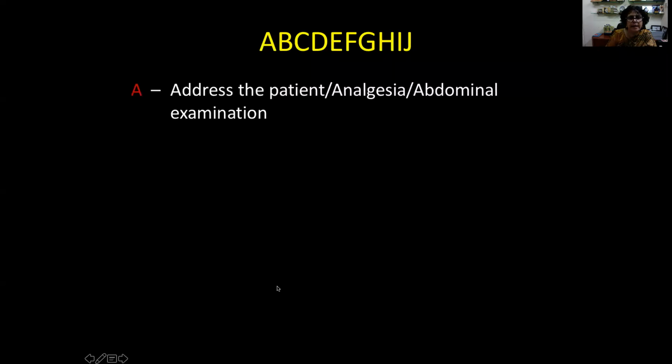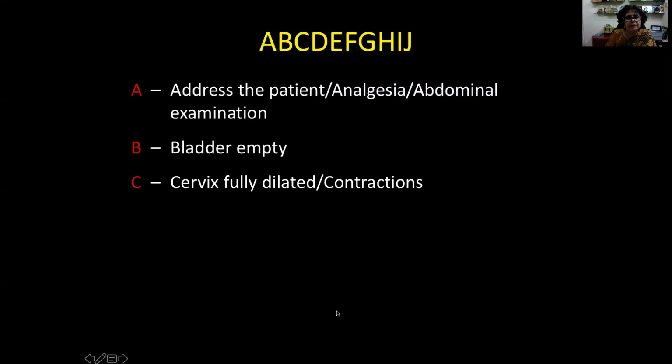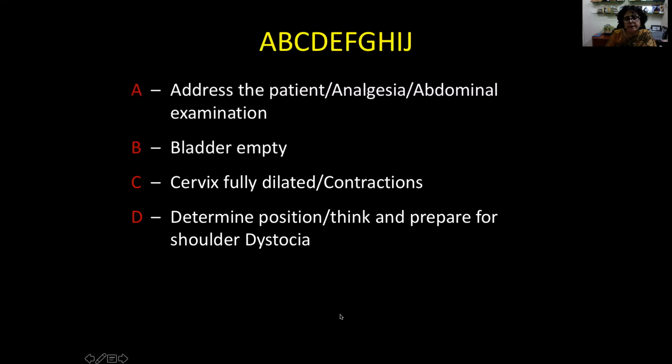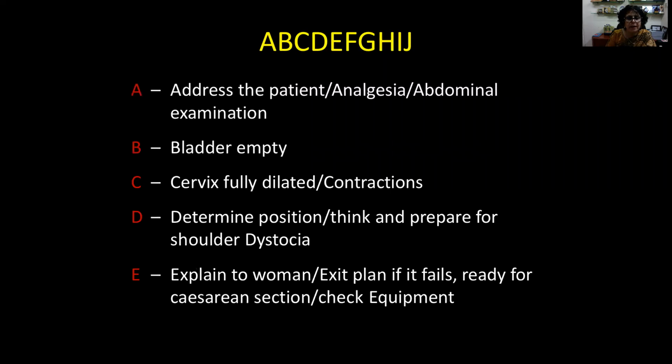ABCDEFGHI of this is: A is address the patient, analgesia, abdominal examination. Number 2, bladder is empty. C, cervix is fully dilated. D, determine the position and think and prepare about the shoulder dystocia. E, explain to the woman an exit plan if it fails, be ready for cesarean section and check equipment.